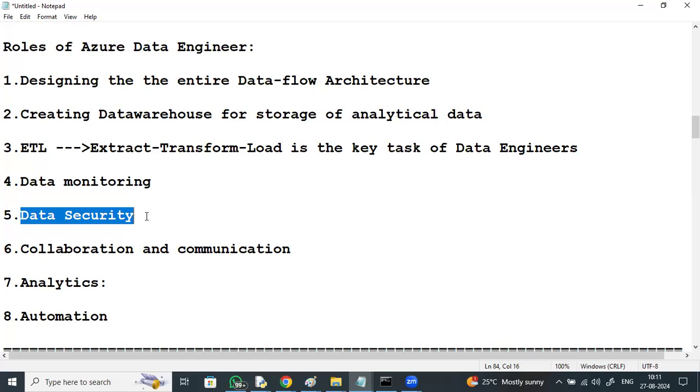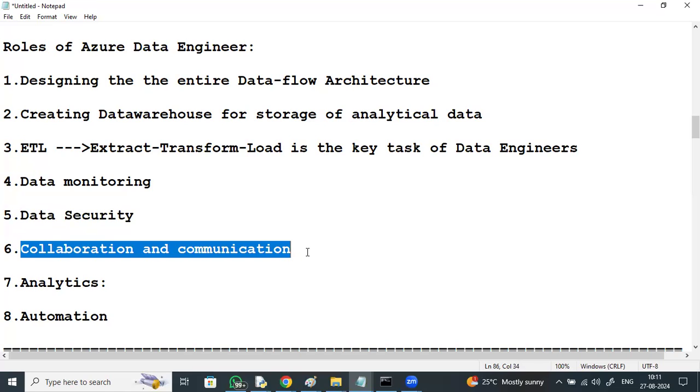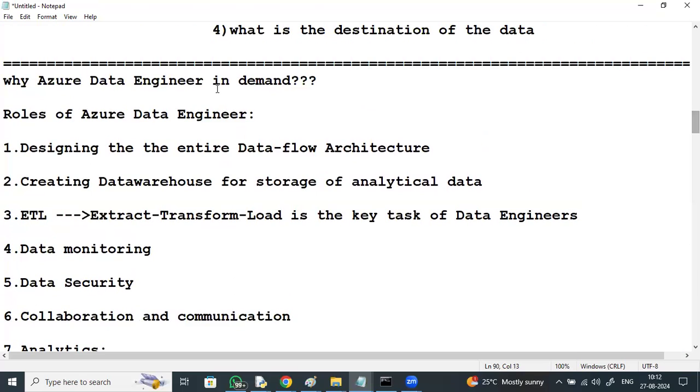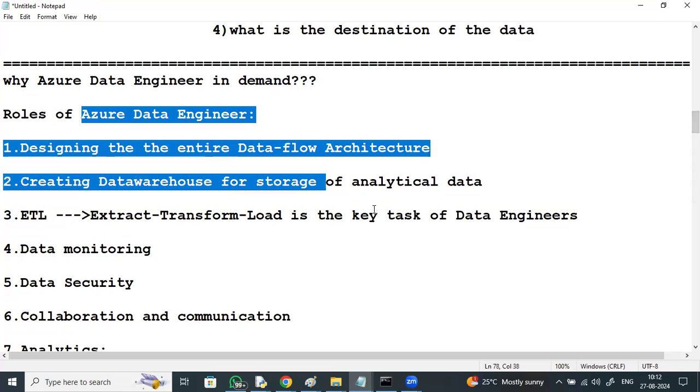The data is secured at each and every step. There is also collaboration and communication with the business teams and the data scientists, to check their data requirements. They also need strong analytical knowledge to analyze the data and transform it into a structured and useful form. And automation: certain processes have to be automated. These are the main roles of an Azure Data Engineer.